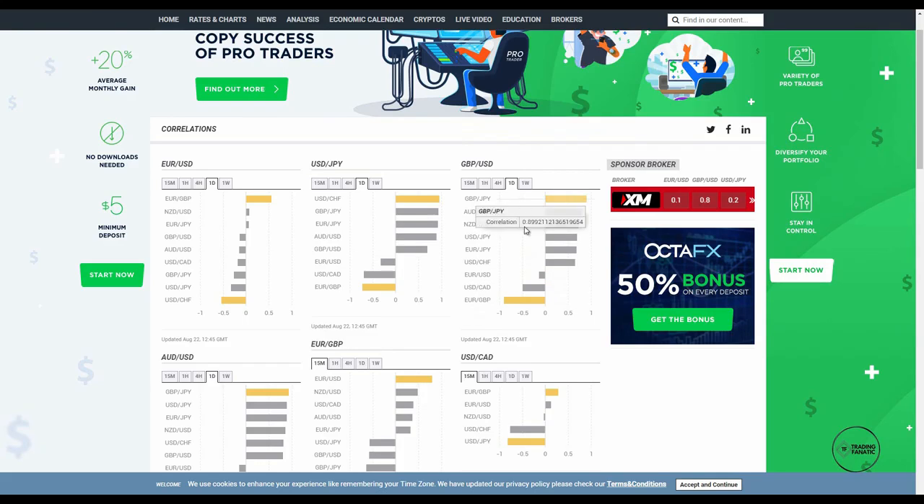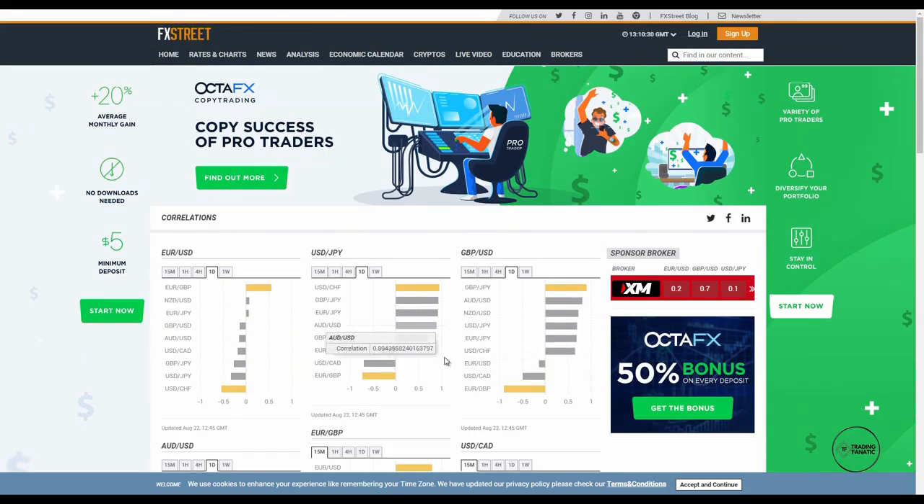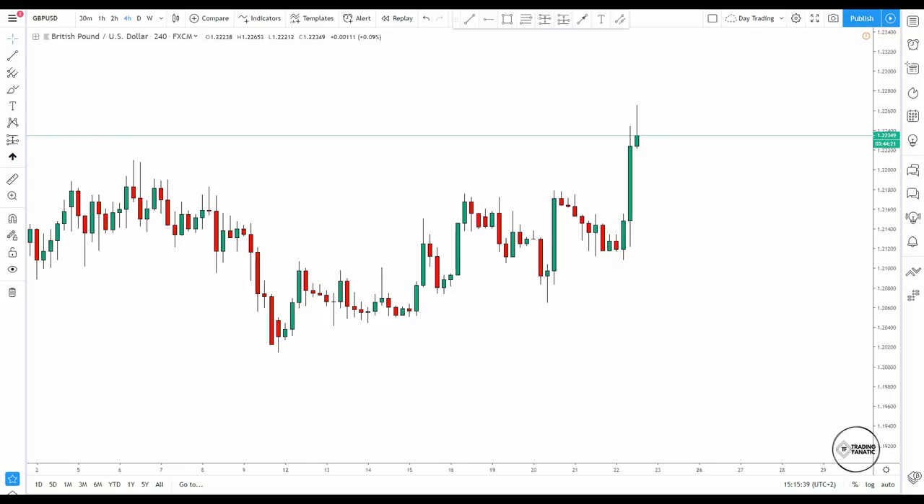We all know that, for example, Euro USD is opposite to USD Swiss franc, or USD JPY is opposite to gold, and these kinds of correlations have been stated over the years. So let's have a look right now. GBP USD, I'm quickly going to have a look at the chart. Okay, here is GBP USD 4-hour time frame.